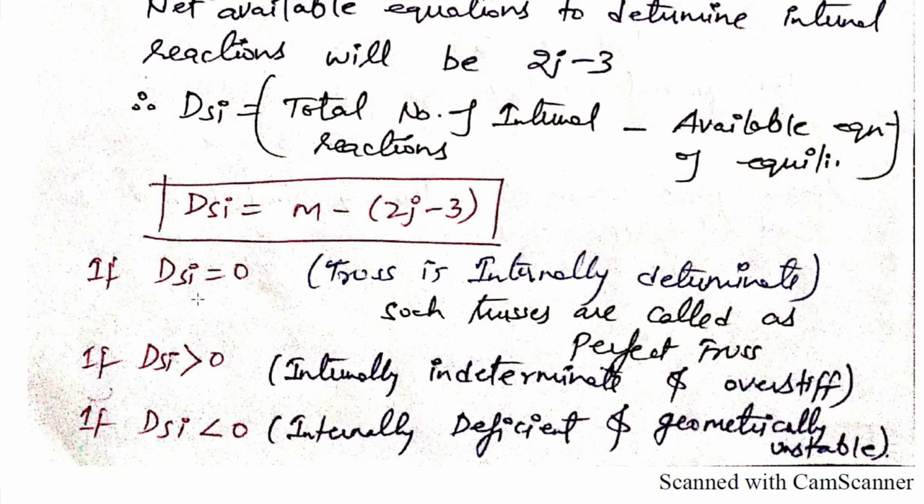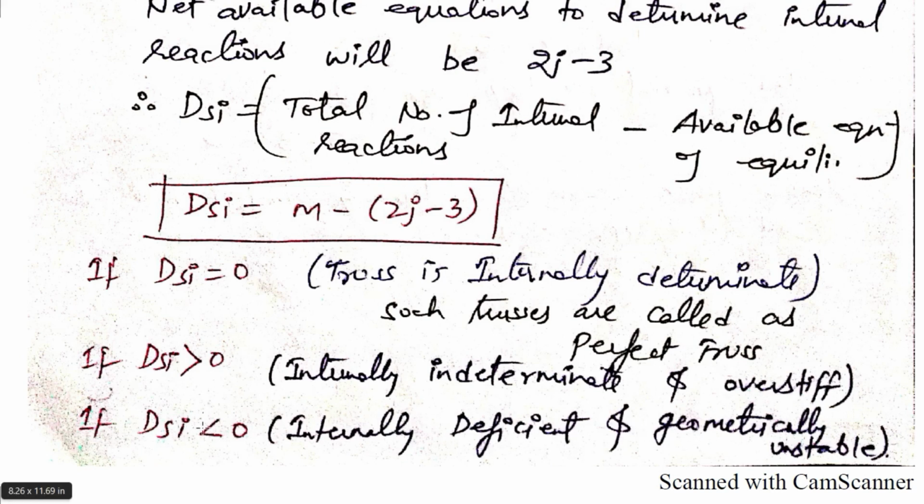If DSI is equal to 0, then our truss is internally determinate. Such trusses are called perfect trusses. This is usually asked in your examinations: write an example of a perfect truss. So you have to write that a perfect truss has a DSI value of 0, and it is internally determinate. If your DSI value is greater than 0, then the truss is indeterminate and over stiff. And if your DSI value is less than 0, then it is internally deficient and geometrically unstable.